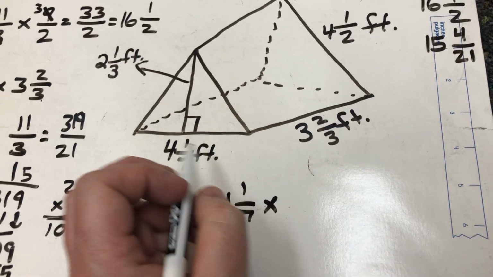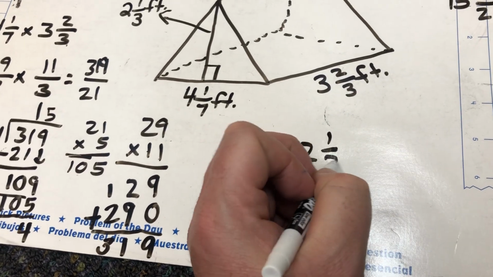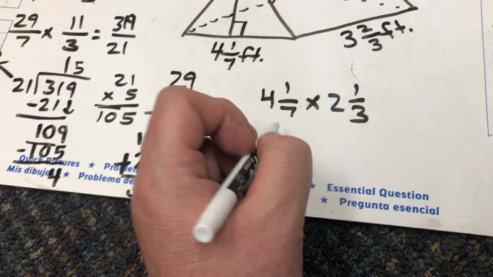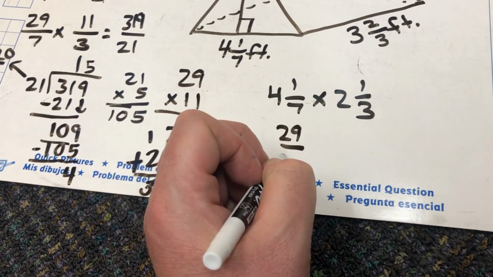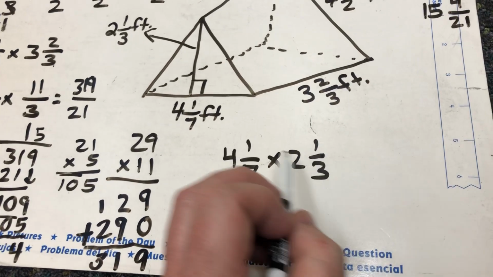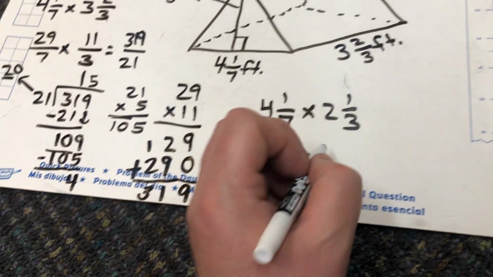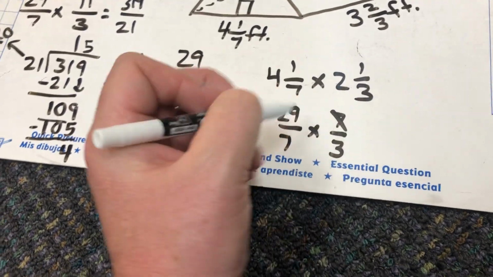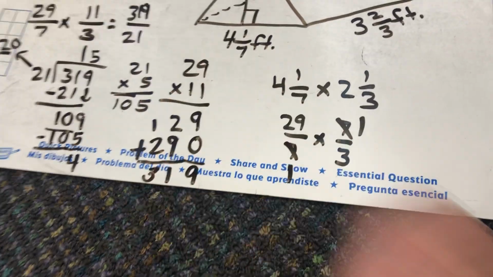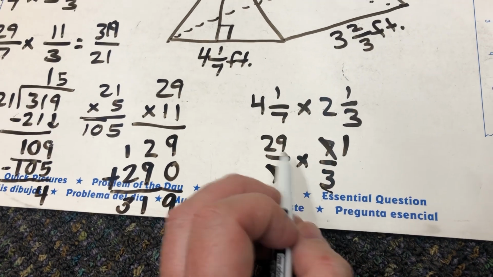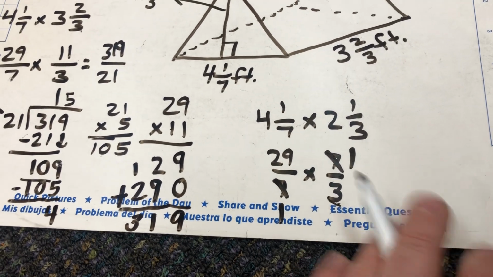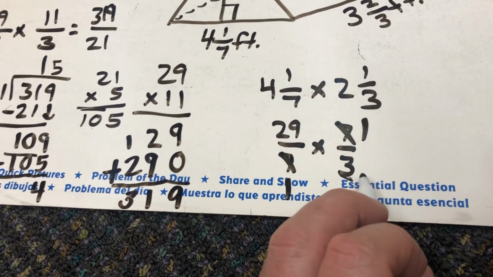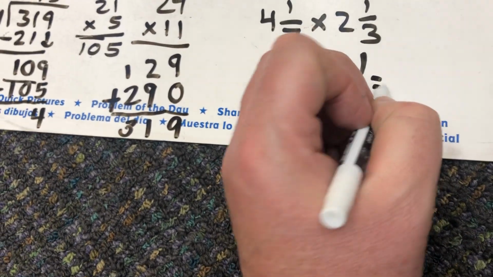times 2 and 1/3. Well, 7 times 4 is 28, plus the 1 is 29. So we're back to working with 29 over 7. 3 times 2 is 6, plus 1 is 7. So I get 7 over 3. Well, I like that because my 7s can cancel each other out, and those can become 1s. Now, I can't cross-check a 3 and a 29. Nothing goes into either of both of those except 1. So I just have to work with that.